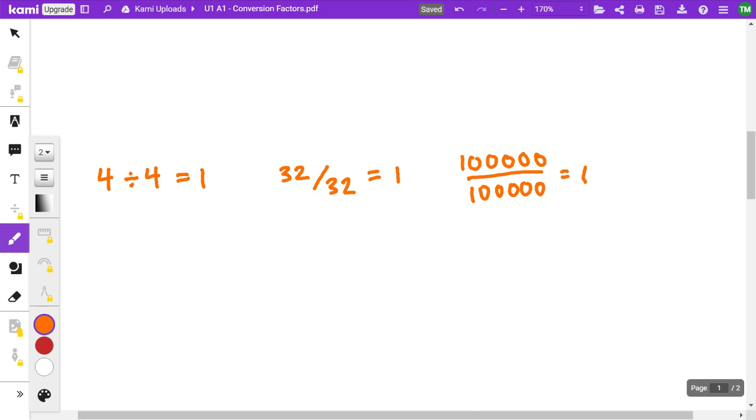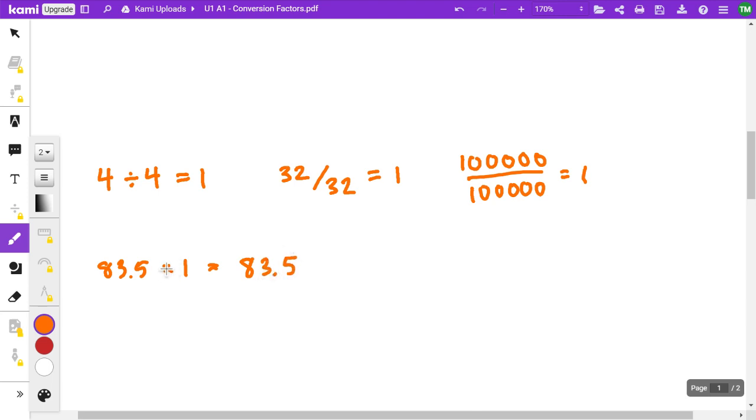Now, 1 is a nice number to deal with in math because anything multiplied or divided by 1 stays the same. If I take 83.5 and I multiply by 1, my answer is still 83.5.